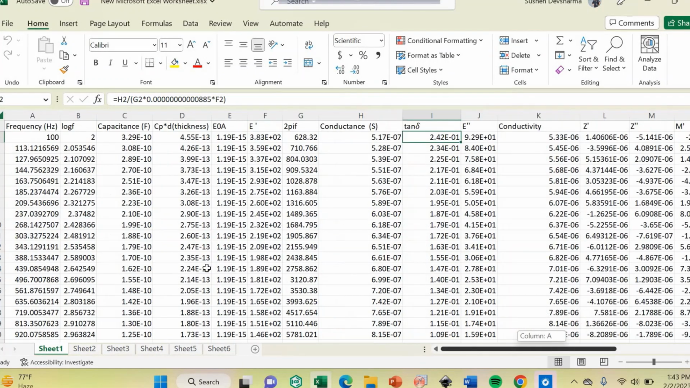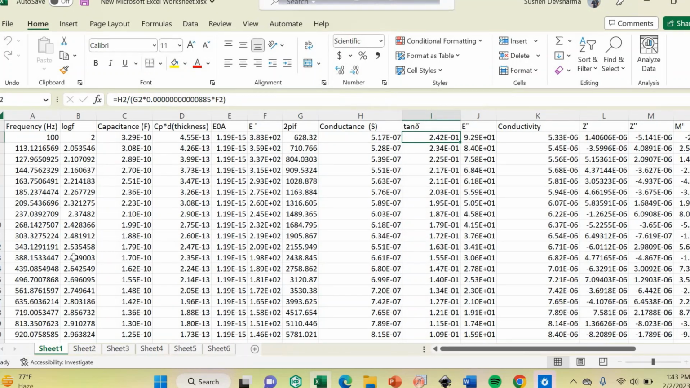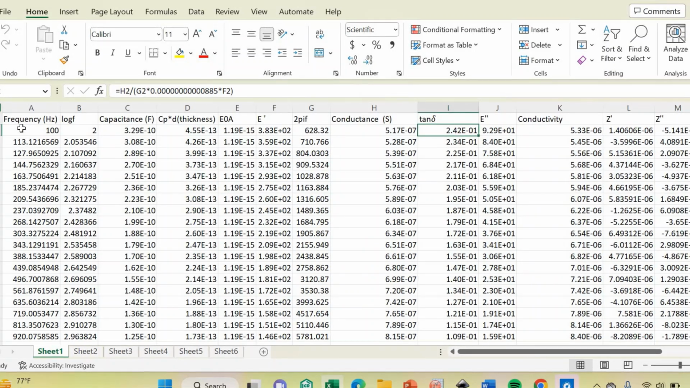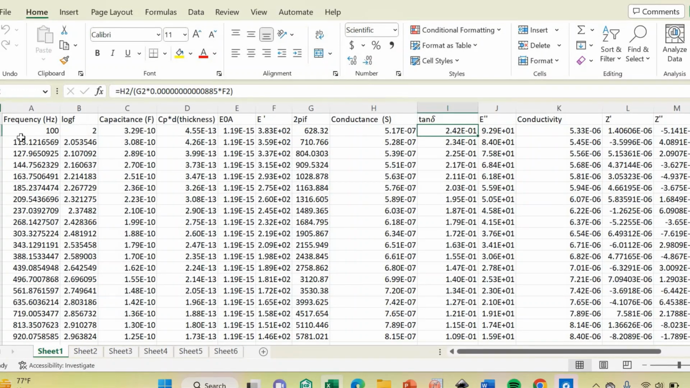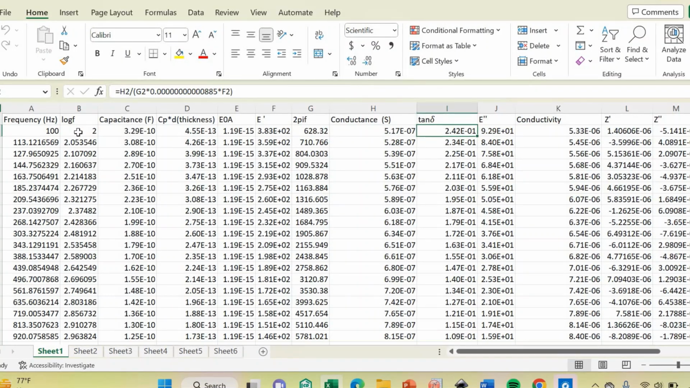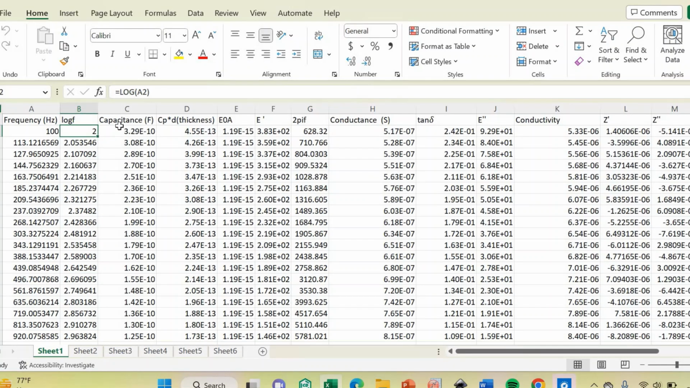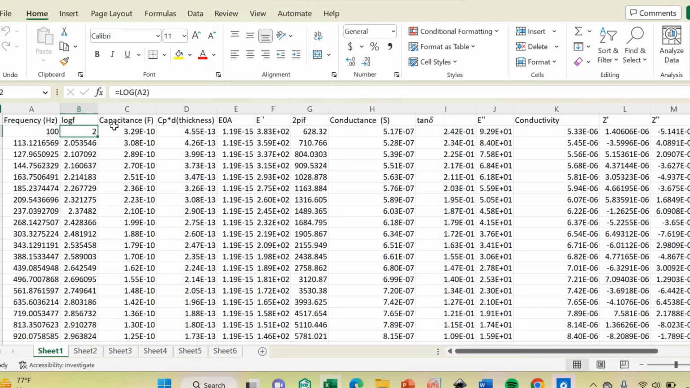At first, you have to see the frequency, which is in hertz, and another column is log f. To convert the frequency in hertz to log f, you use the formula equal log A2, where A2 means the frequency. And the capacitance is an important parameter for electrical data. This is the capacitance, in farad.